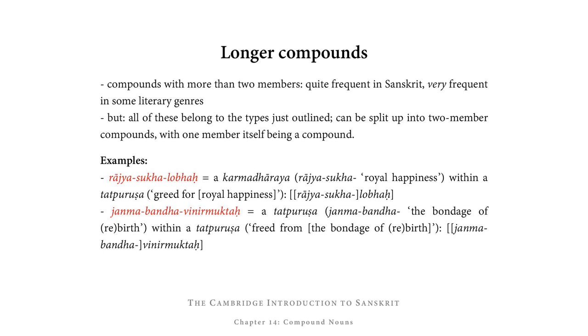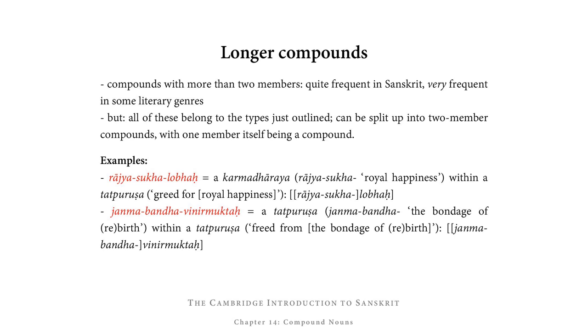So, for example, a compound with, just in quotation marks, 3 members, Rajya Sukha Lobhah, consists of the members Rajya, royal, Sukha, happiness, and Lobhah, meaning greed. And what we have here is a Karmadharaya, Rajya Sukha, meaning royal happiness, and that Karmadharaya exists within a Tatpurusha. The Tatpurusha has 2 members, greed is one member, and royal happiness is the other member, so that the compound as a whole, Rajya Sukha Lobhah, means greed for royal happiness.